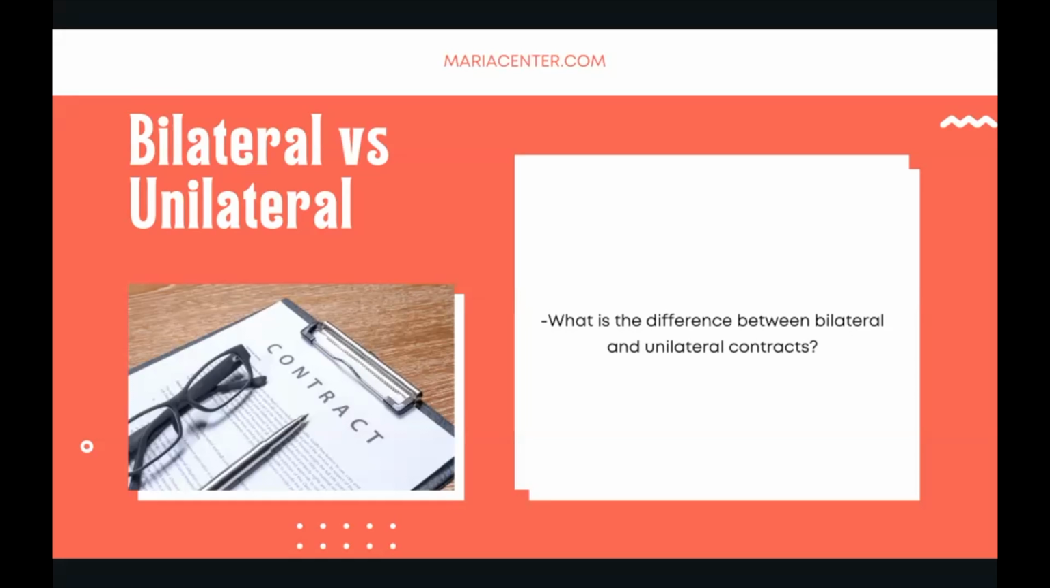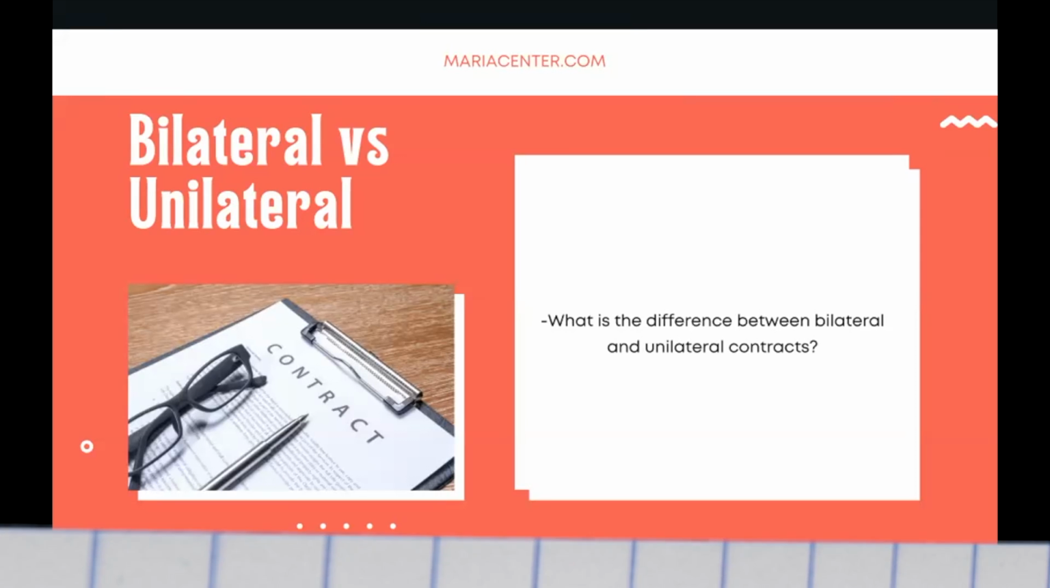Guys, so let's talk about bilateral versus unilateral contracts. This is something that confuses a lot of people on the real estate exam. They forget the difference between the two, but it's pretty simple if you think about it this way. In a bilateral contract, both parties are required to do something.